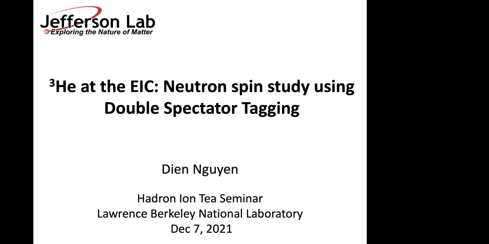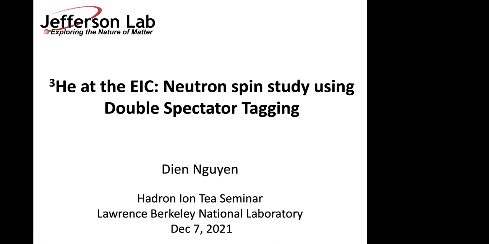This is definitely a great opportunity for me to share with all of you our new study of helium-3 at the EIC. We will focus on the neutron spin using a new measurement we call double spectator tagging. This project is carried out by many great collaborators from MIT, JLab, BNL, and also Jennifer at LBNL. It is part of the physics program for the EIC Yellow Report and also for the HE proposal.